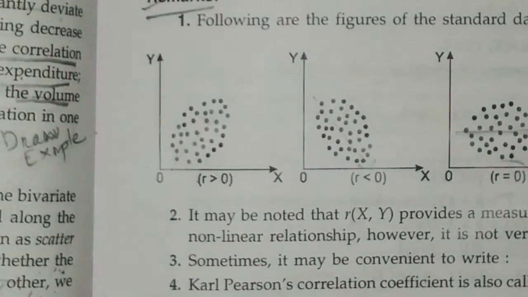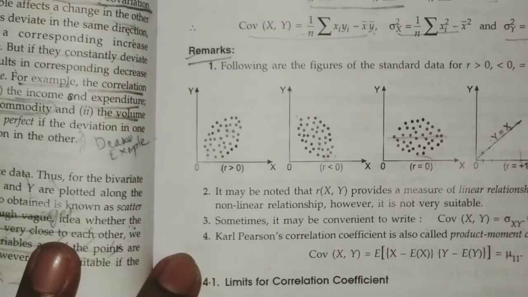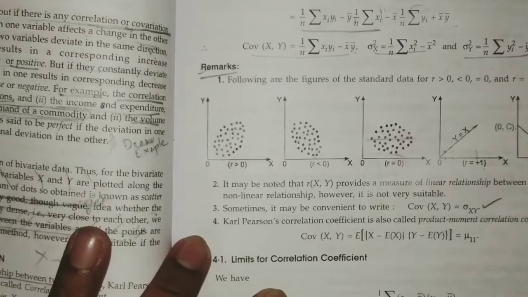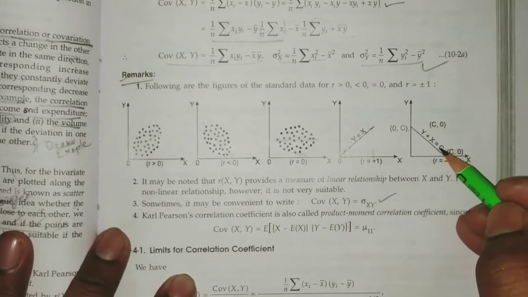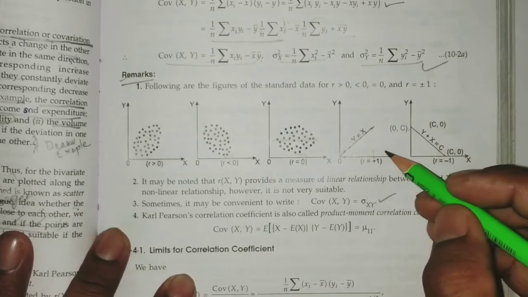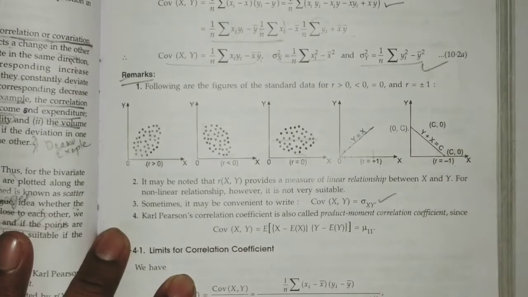But in this case, for your fourth graph, you can see that they are perfectly correlated. That means constantly it is increased for this case, constantly it is decreased for this case. Okay, that means it is perfectly correlated: perfectly positive correlated, and this is perfectly negative correlated.